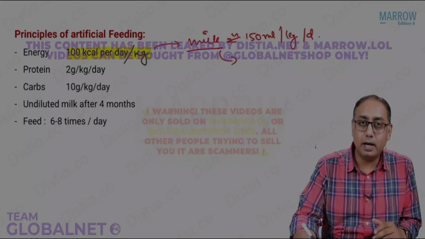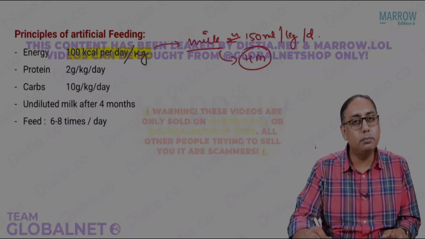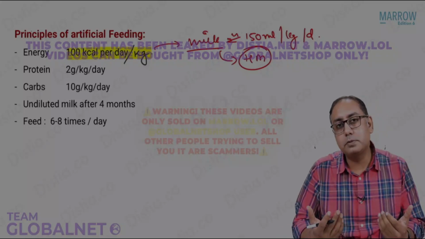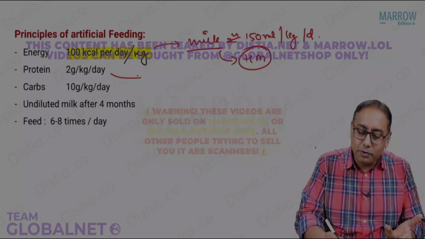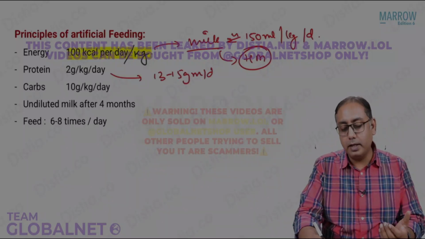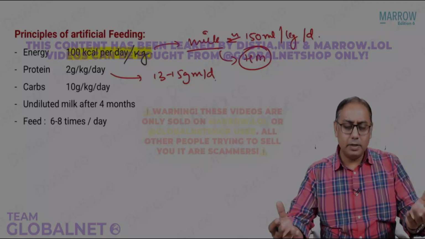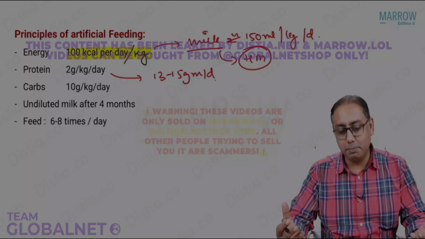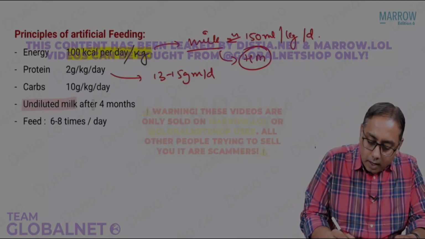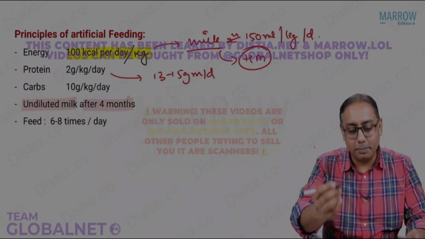This milk could be diluted cow's milk, or we are talking of human milk or breast milk. Protein should be 2 grams per kg per day, which roughly corresponds to 13 to 15 grams of protein per day for a child whose age is less than 1 year. Carbohydrate should be 10 grams per kg per day. The milk should be undiluted after 4 months. Before 4 months, it should be a diluted milk.